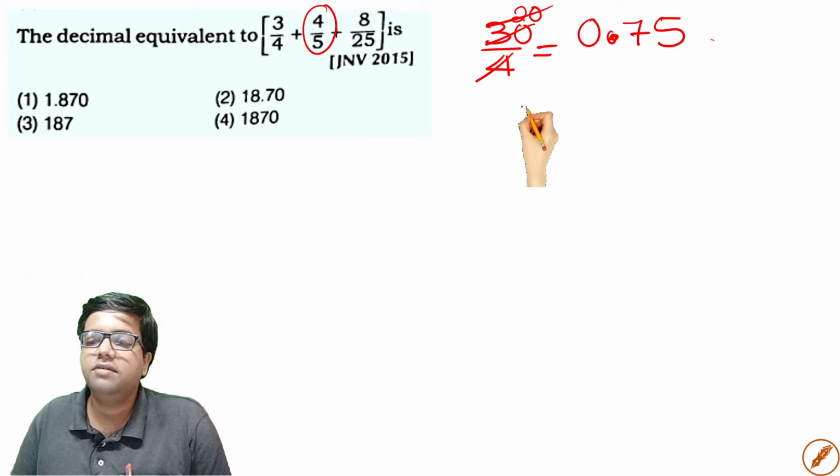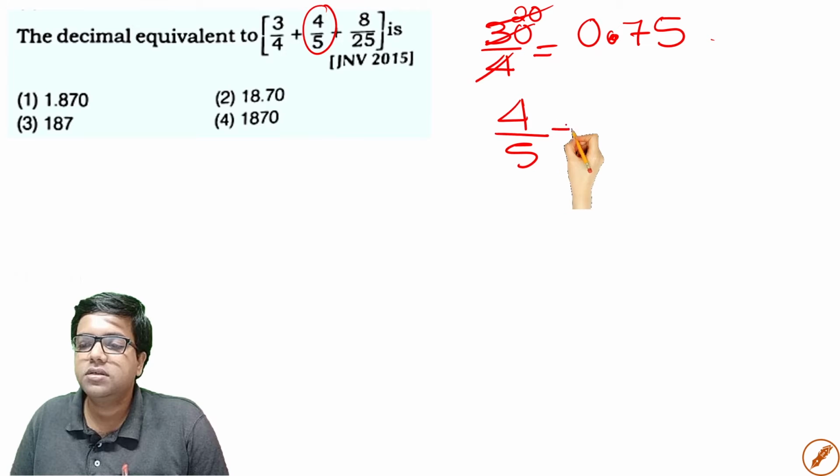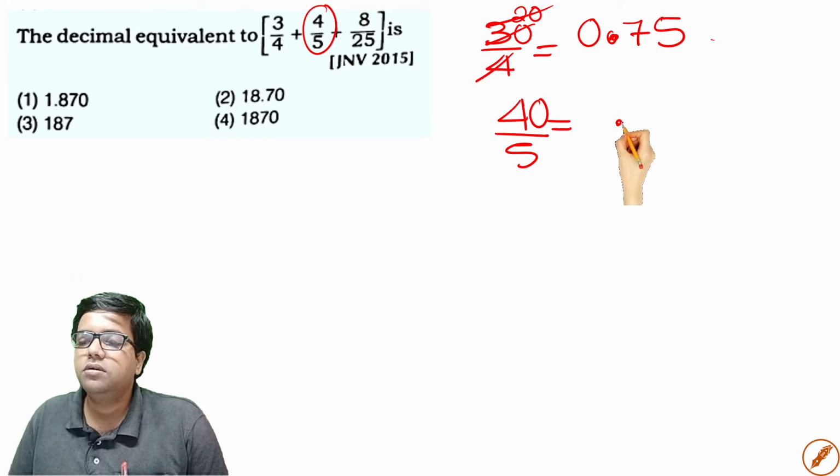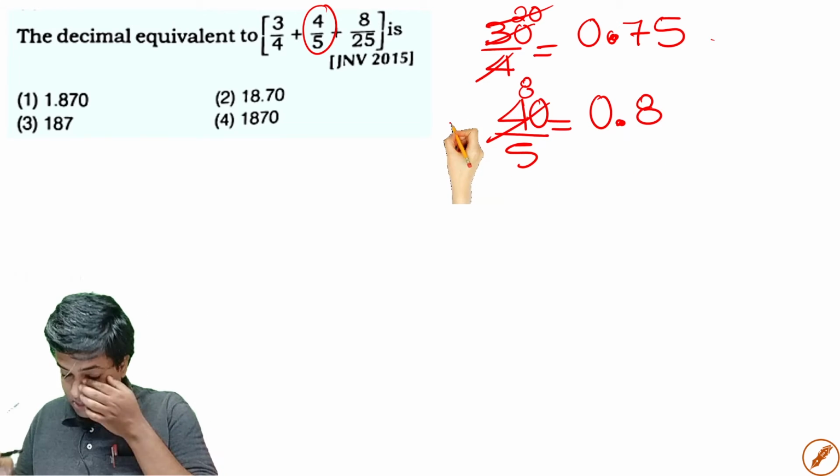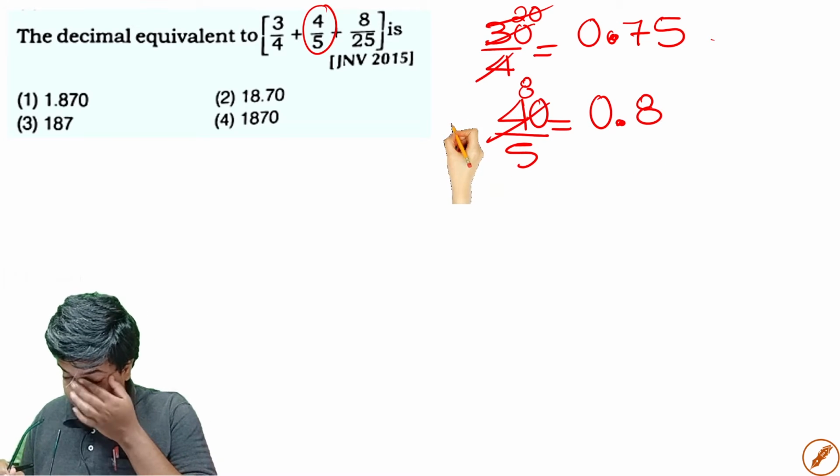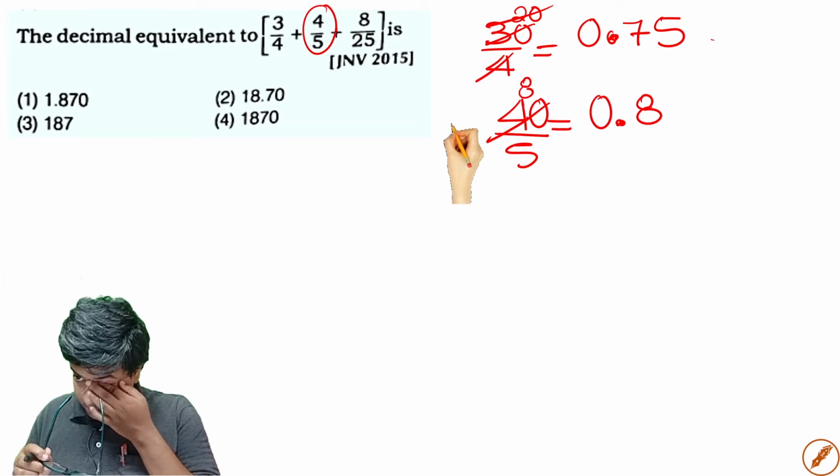Let me take the second value, 4 by 5. So what will be the decimal? 0. I will keep a point. 5 8s is 40. So I will get an 8 after the decimal point, right? After the decimal point, I will get 8.